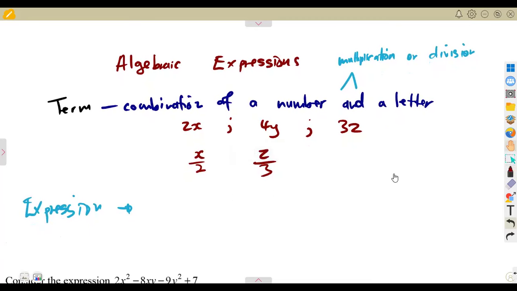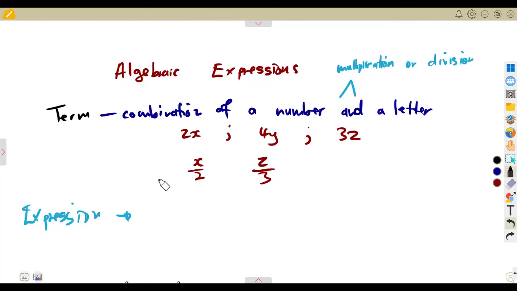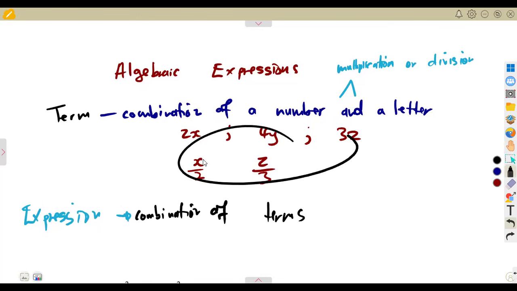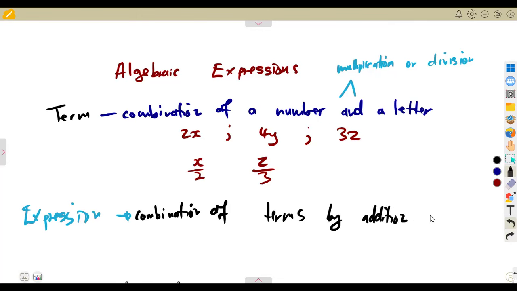An expression is a combination, but this combination is on addition and subtraction. So it's a combination of terms. These terms that we had before are now combined together, and the combination gives you an expression. The combination can be by addition or by subtraction. The term was multiplication or division, but this one is by addition or subtraction. All right, that is the idea there.